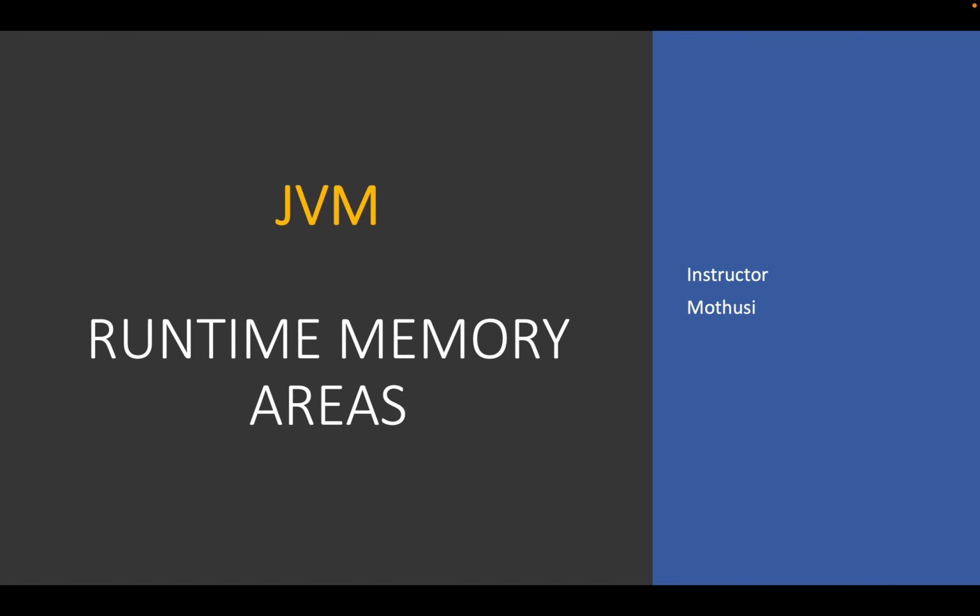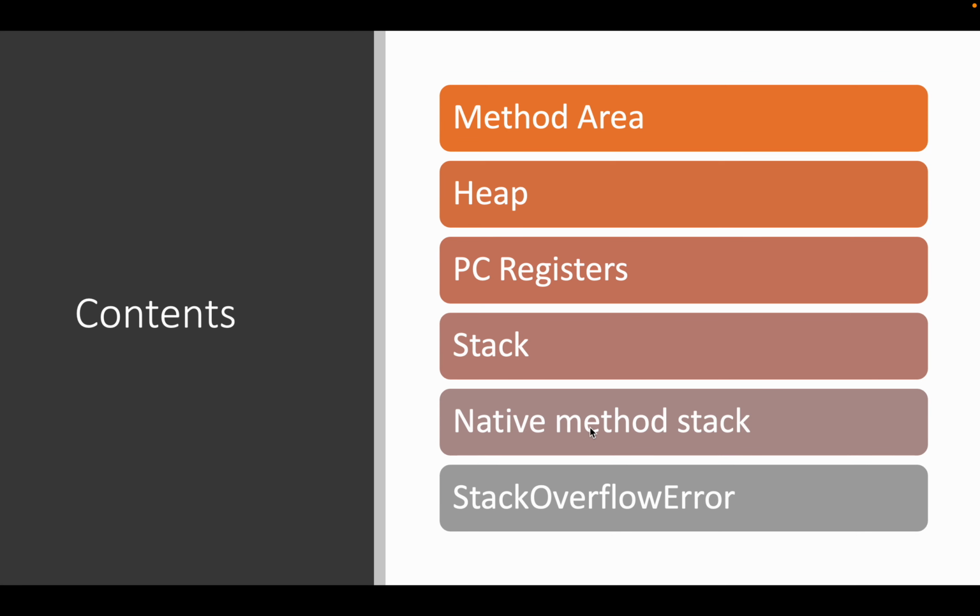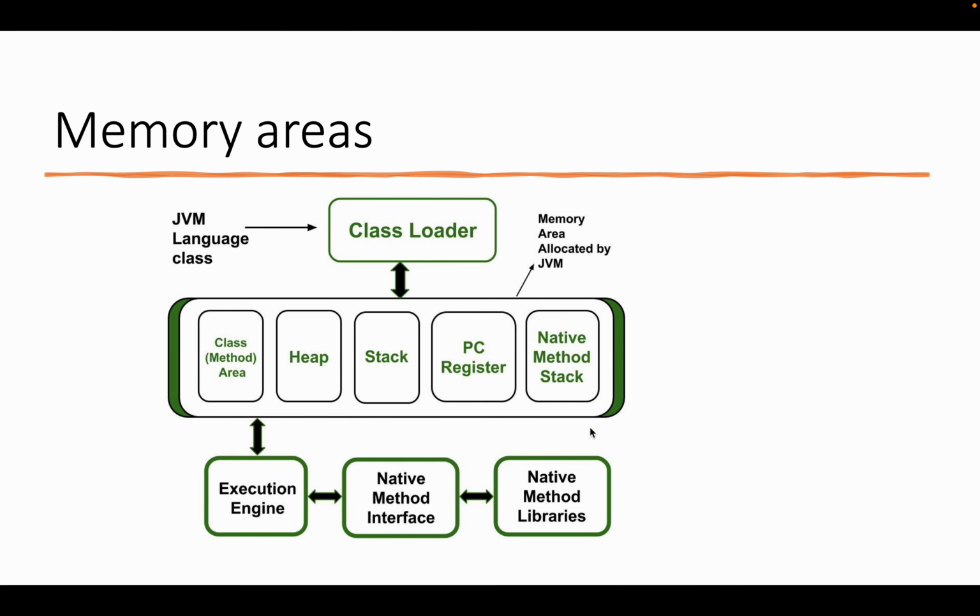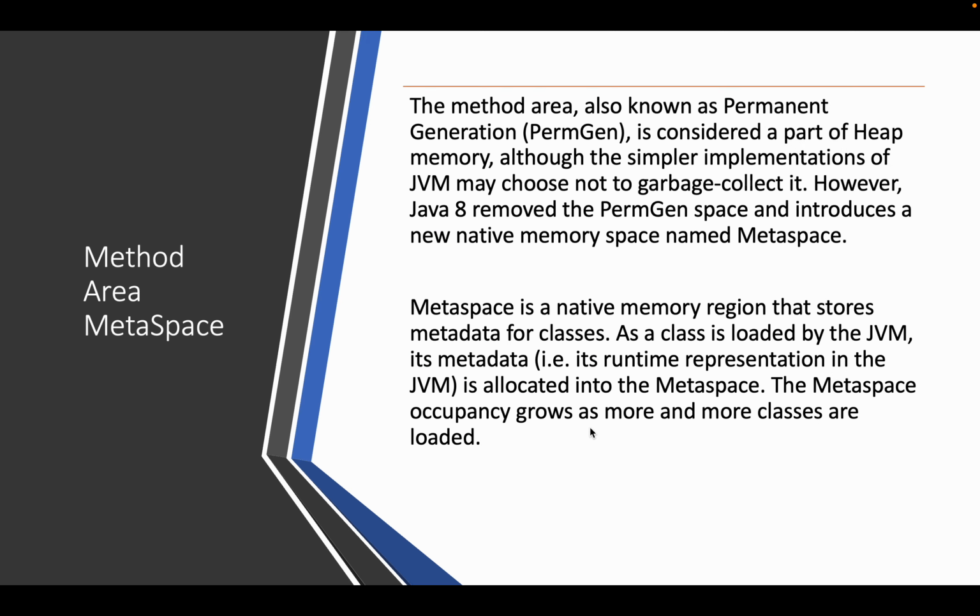We are still looking at the JVM, and today we want to look at the runtime memory areas of the JVM, and we are going to look at the following contents under the runtime memory areas. So this is a graphical representation of the memory areas, which is a memory allocated by the JVM, and we'll look at what each memory actually does.